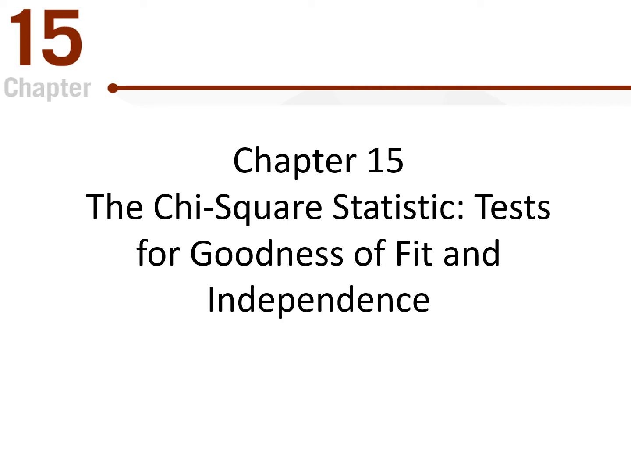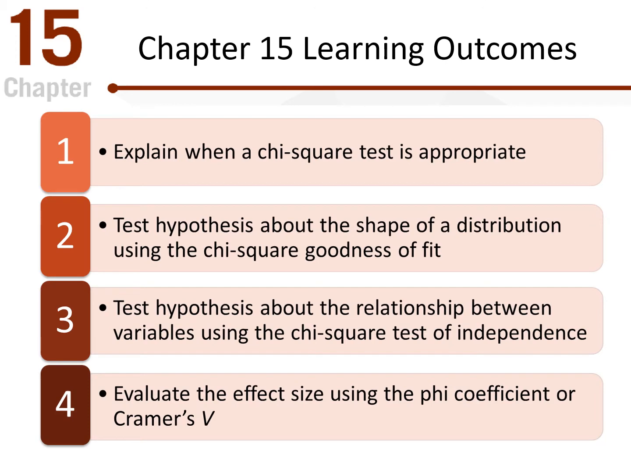And this week we're going to be talking about Chapter 15, the chi-square statistic, which is both the goodness of fit statistic and the chi-square test of independence. So in this chapter, we're going to be talking about when a chi-square test is appropriate to use, and that's mainly with nominal and ordinal type data. We're going to test hypotheses about the shapes of distribution using the chi-square test.